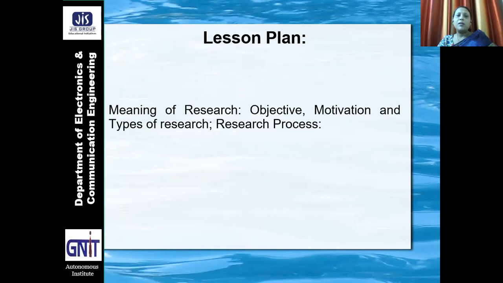So this is the lesson plan of this lecture 1. We will cover in this lecture the meaning of research, its objective, motivation and types of research, and the research process. Let us start our lecture.